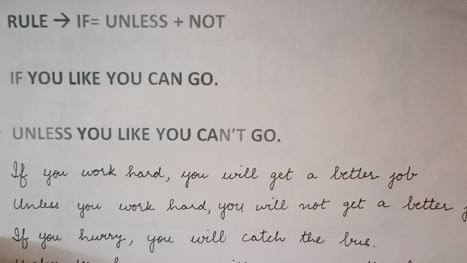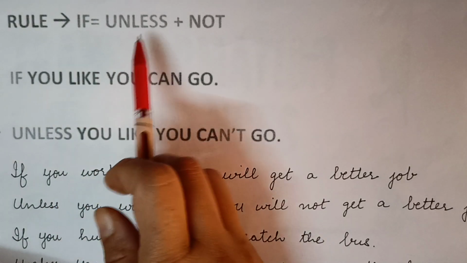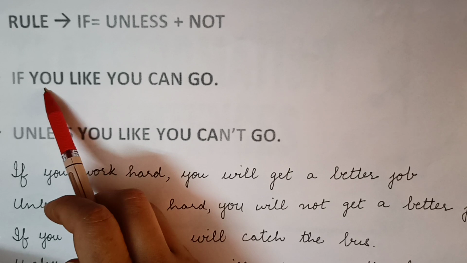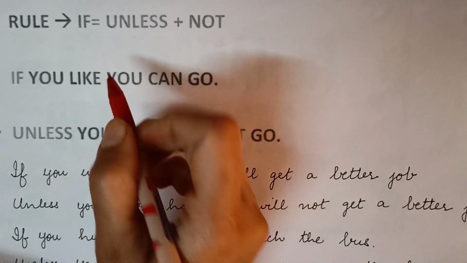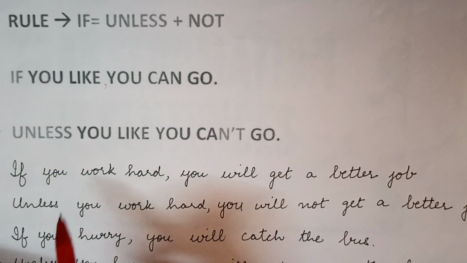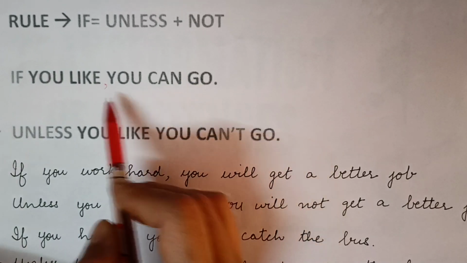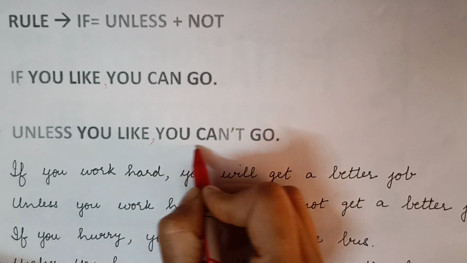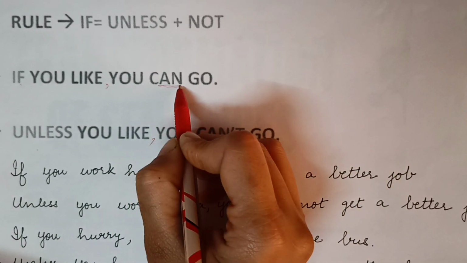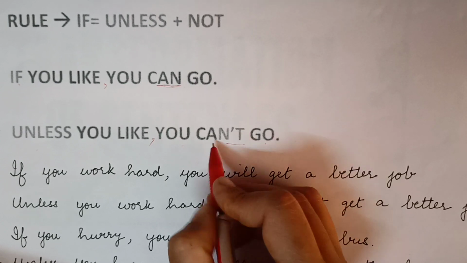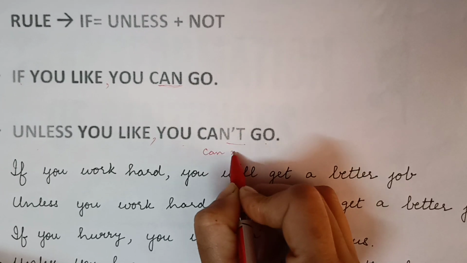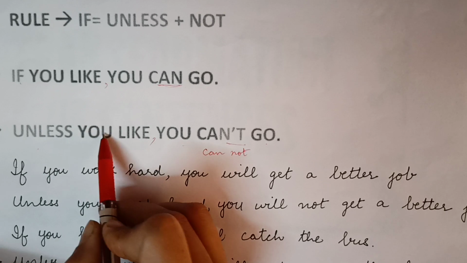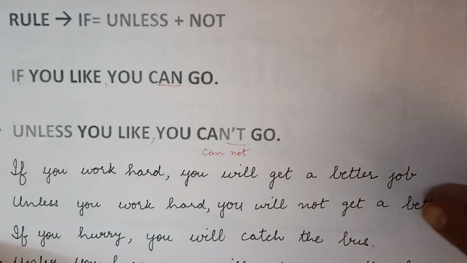But there are a few cases in which if is given and there is no negative in the statement. In that case, if is equal to unless plus not. For example, if you like, you can go. In this case, you will rewrite the statement. Instead of if, you will write: unless you like, you can't go. With can, the helping verb, we have used not. So you can write it like cannot also. So: unless you like, you cannot go.